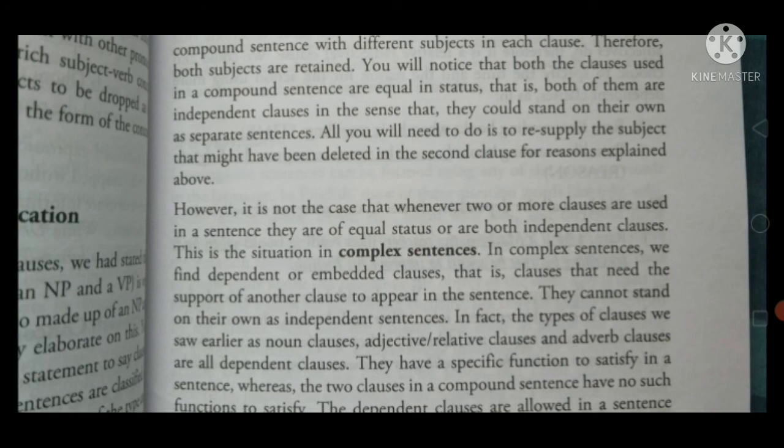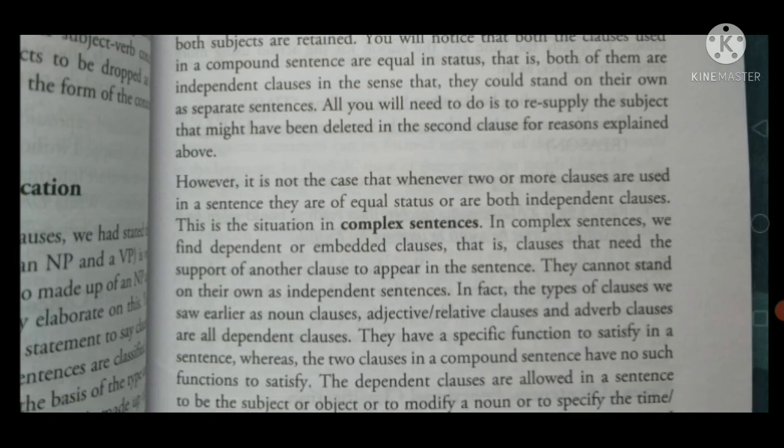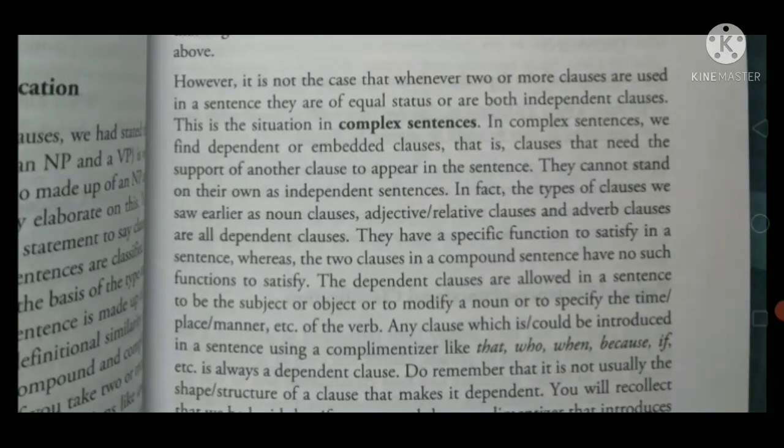In complex sentences, we find dependent or embedded clauses, that is, clauses that need the support of another clause to appear in the sentence. They cannot stand on their own as independent sentences. It means there is a principal or main clause and a subordinate clause. If the subordinate clause does not get meaning by itself, it depends on the principal or main clause. This will be found in complex sentences.